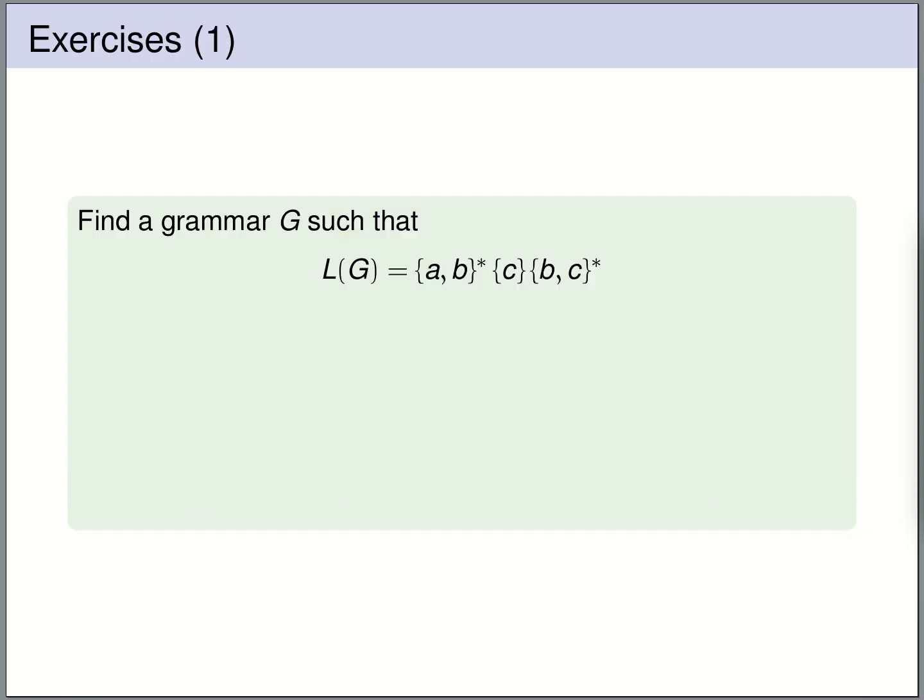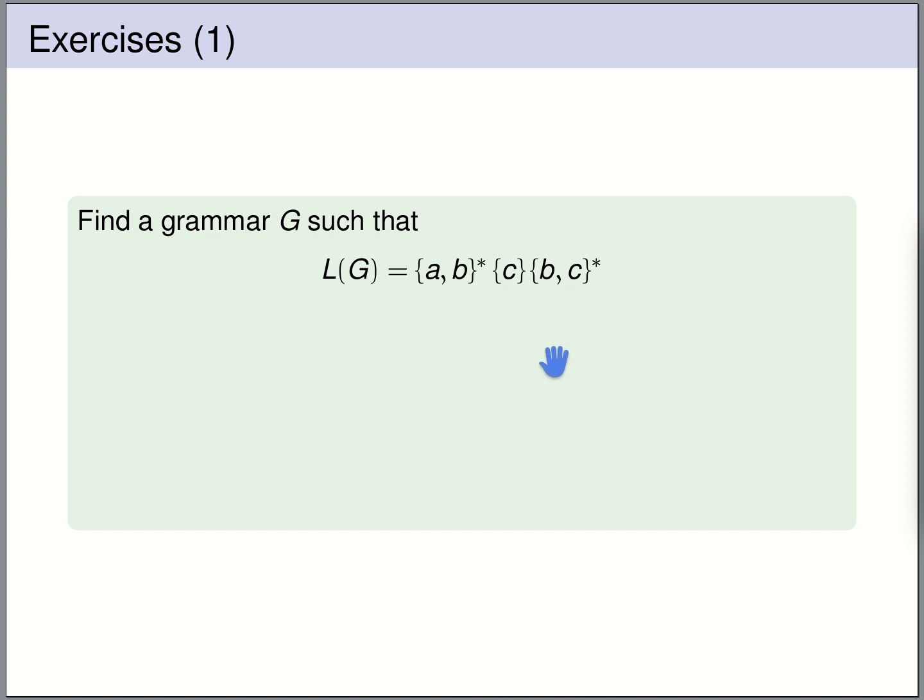So let's practice a bit with grammars. In this exercise, we are asked to give a grammar for this language. Let's recall what the ingredients of this language are. We have here a set {ab}, that's just a finite language containing the word ab, to the power of star, that's the Kleene star, meaning that we take all the words that we can build from the basic building block ab. So this is just all the words over the alphabet {a,b}, including the empty word. Then a c follows, and after the c we get an arbitrary word over the alphabet {b,c}.